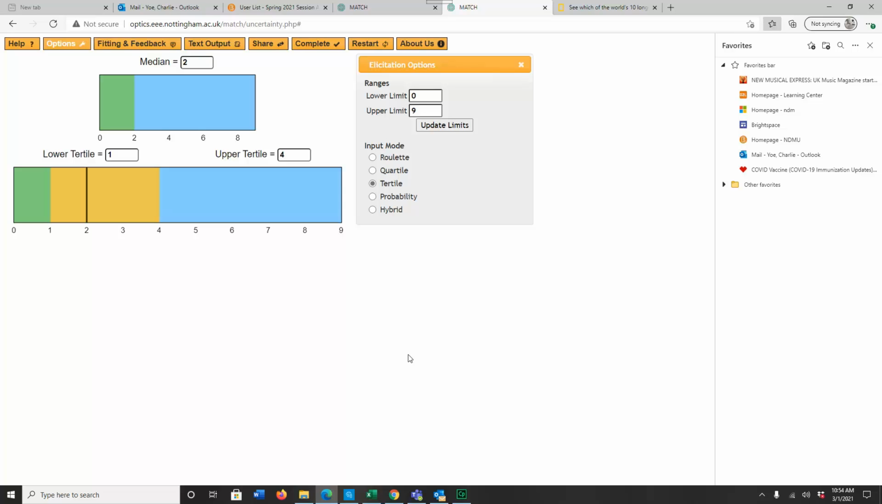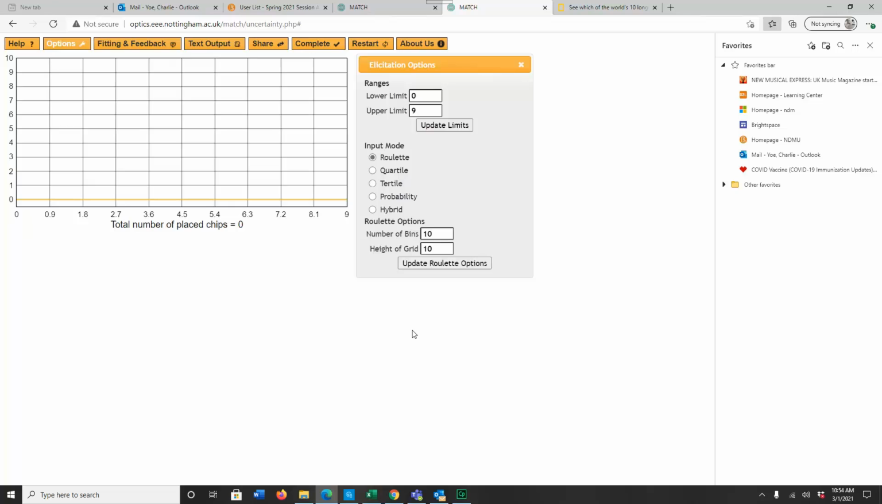In this video, I want to show you a couple of more options that you have for using this tool. And of course, the quartile is one. You're asked for the median, the 25th percentile, the 75th percentile. And that's fairly straightforward, much as the tertile.